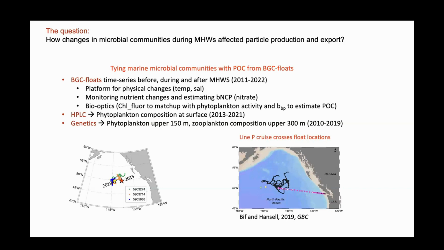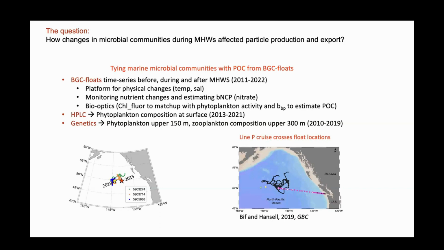Ebeam helped me very much. I'm not showing BGC-Argo now because it's too much stuff. I'm going to focus on POC and genetics today, but there is also NCP. I used bio-optics, so I used chlorophyll from fluorescence to match up with phytoplankton activity and backscatter to estimate POC. As you already heard, chlorophyll from fluorescence is not really chlorophyll. So we did a very nice correction using satellite data and bottle data, and this was done by Jackie Long. So we could have really reliable chlorophyll data to match up with our carbon.